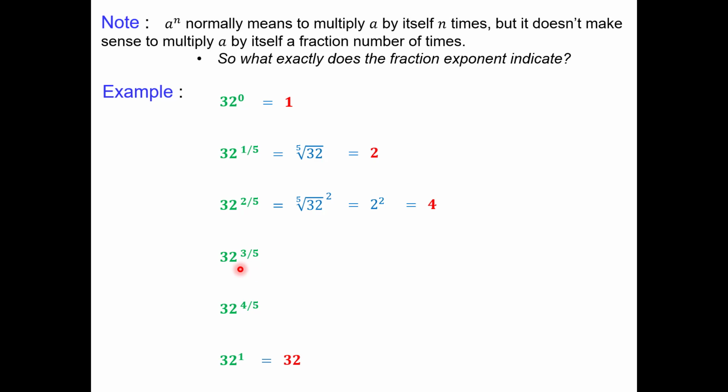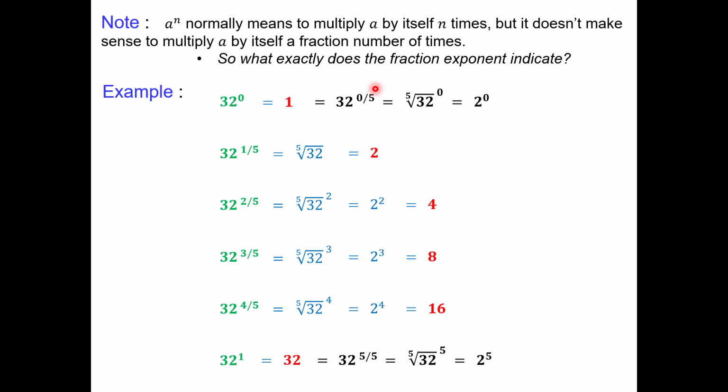So let's try this one. We're going to rewrite this with a radical. It's going to be 5th root of 32, quantity cubed, and then again we know 5th root of 32 is 2, so this is just 8. And let's see if you understand what this is going to be before I show you. So we're going to rewrite 32 to the 4/5. This is going to be 5th root of 32 to the 4th, so that's just going to be 2 to the 4th, which is 16. And so all these answers were definitely in between 1 and 32.